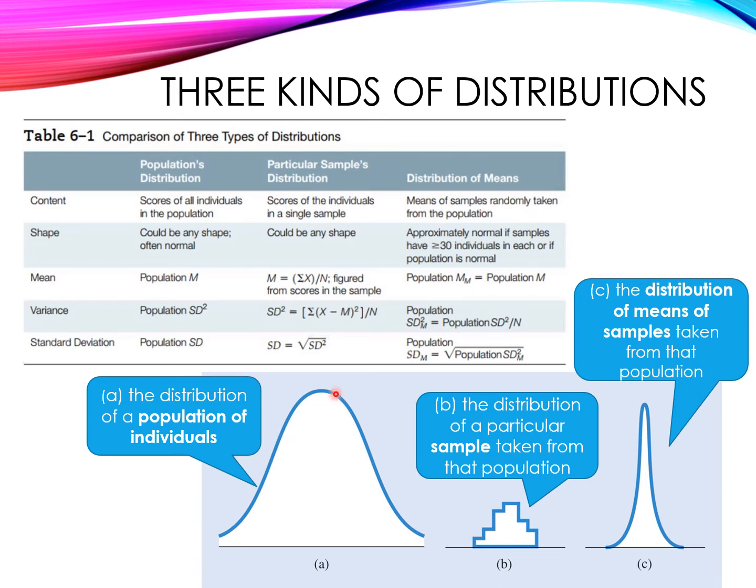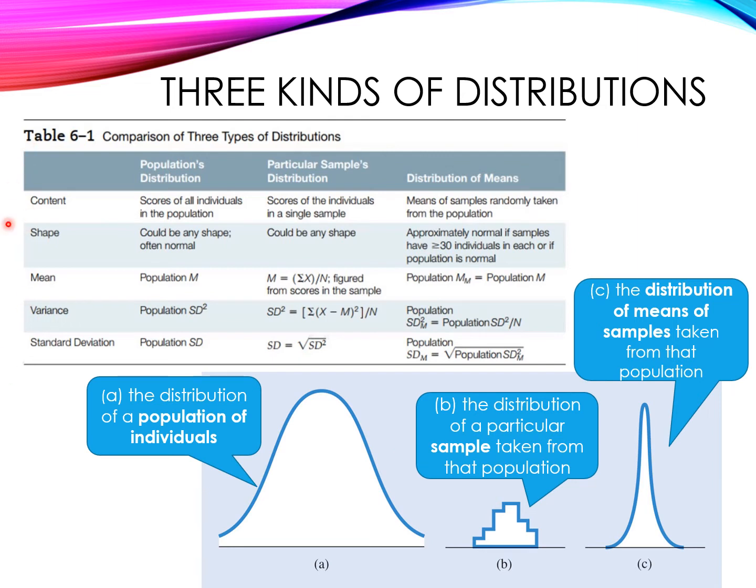So we have our big group, and that's a big group. And then we have our samples. This is the distribution of a particular sample taken from that population. So this might be our 40 freshmen, okay? And this is a particular sample. And then this is the distribution of means of samples taken from that population, okay?